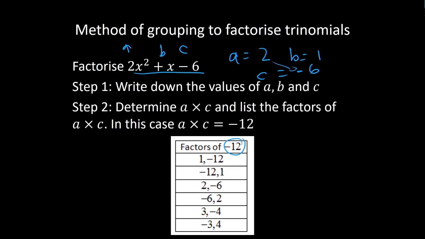And what we then do is we list all the factors of negative 12. So now, we've left this expression alone, and we're just looking at the values of a, b, and c. So don't go back to this and try to refactorize that now.